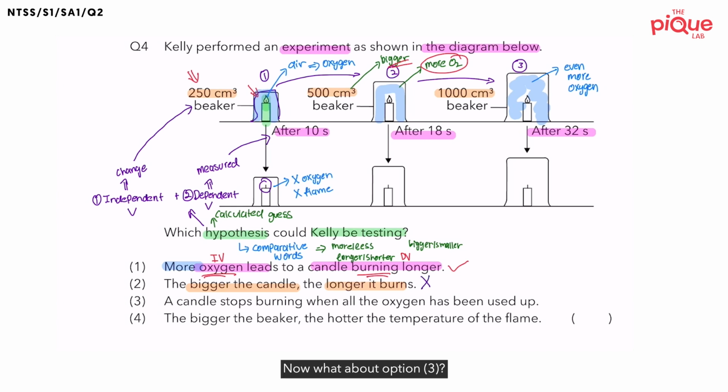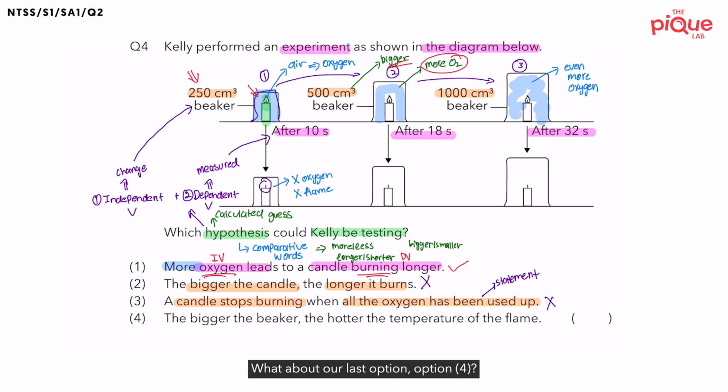Now what about option 3? A candle stops burning when all the oxygen has been used up. Doesn't this sound more like a statement? And in this statement, are there any comparative words? No, there are no comparative words. So statement 3 is not a hypothesis.